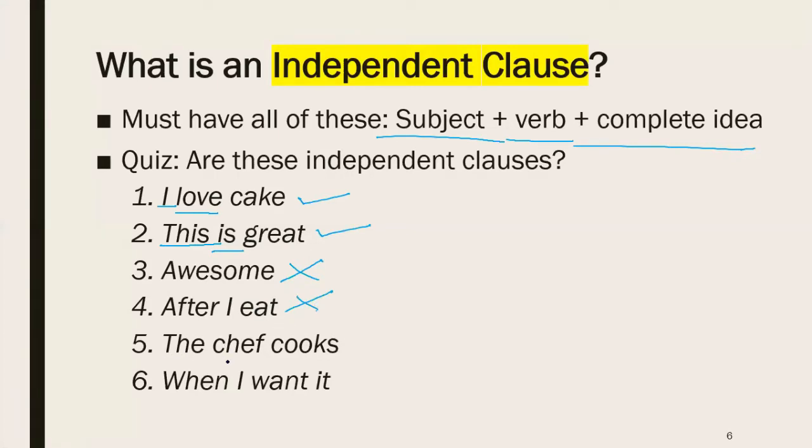Five, the chef cooks. The chef is the subject, cooks is the verb. Is this a complete idea? Yeah, the chef cooks. That's what he does, right? I can't cook, but my chef can cook, like I have a chef. Six, when I want it. I is the subject, want is a verb. Is it a complete idea? No, it's not. When I want it, what? What's gonna happen when you want it? So this is not an independent clause.